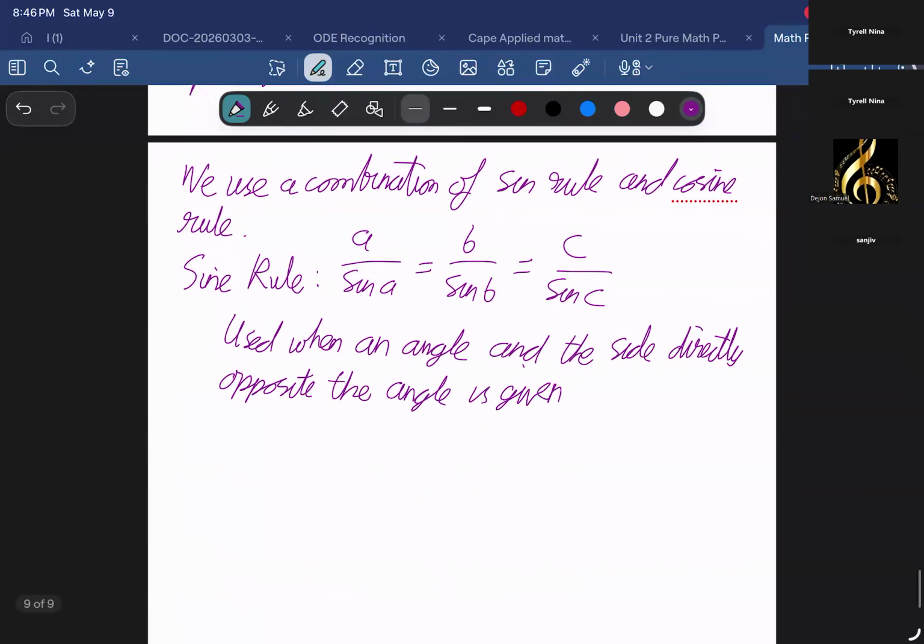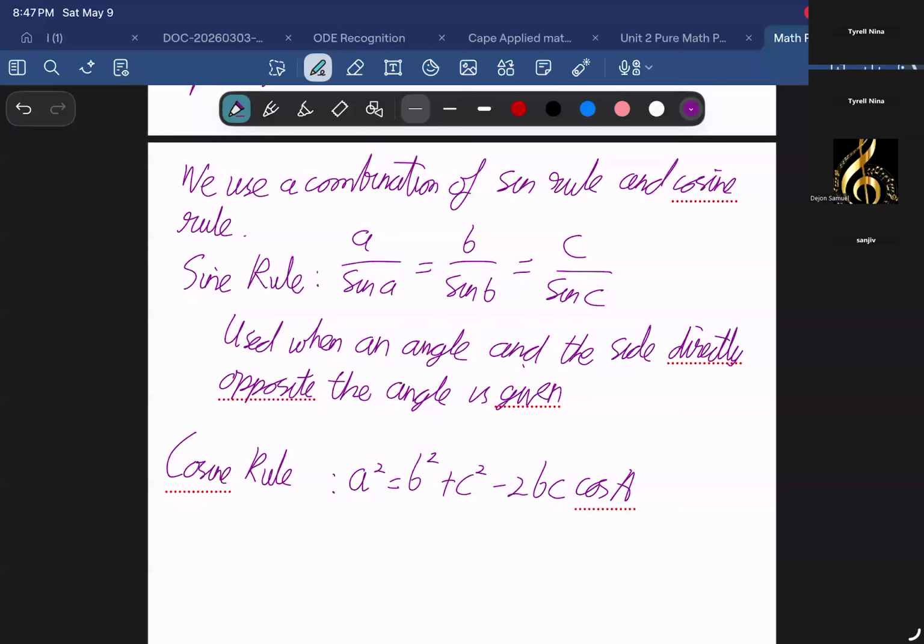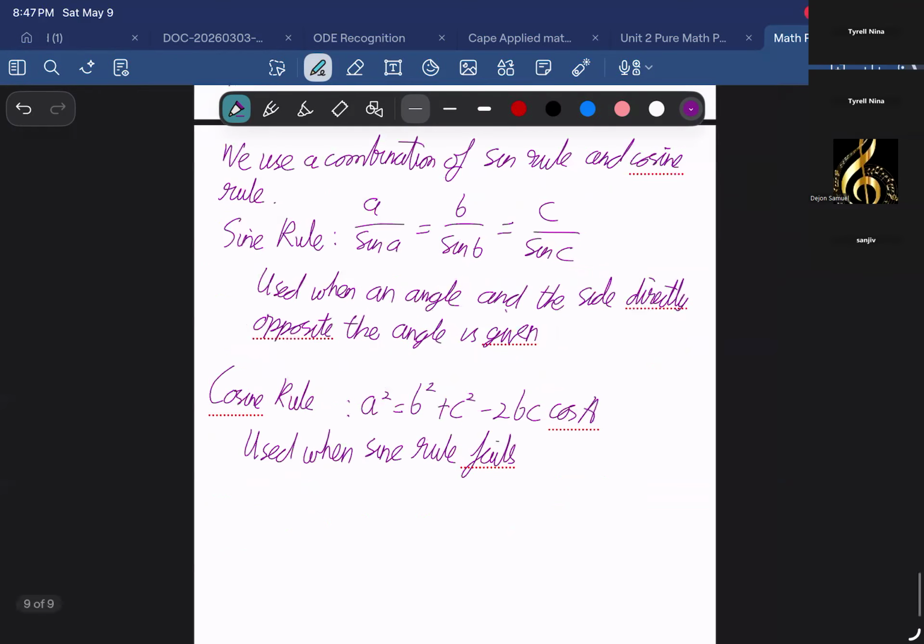And the cosine rule is a squared is equal to b squared plus c squared minus 2bc cos A. And this is used when the sine rule fails, when you can't use it. And these are given in the formula sheet we went through.